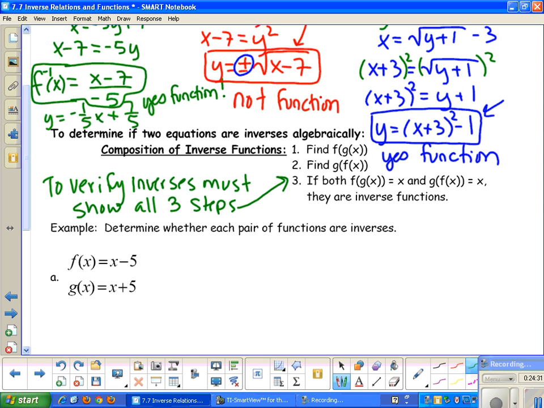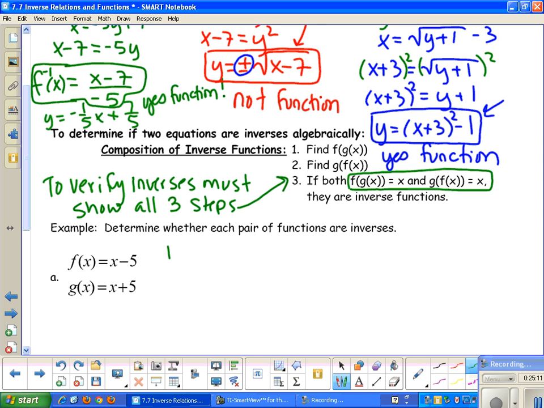So for example, it says determine whether each pair of functions are inverses. Now, I can't just switch the x and the y's and show that they are. I have to use this proof. If you look at this proof, why does it say f of g of x equals x and g of f of x equals x? Because when you're doing the composition of an inverse, you're basically undoing what you did before. And the reason you get equal to x is because y equals x was the line of reflection. So basically you're undoing what you did from the first function and you're getting your line of reflection, just your x value out. That's why they would be inverses.